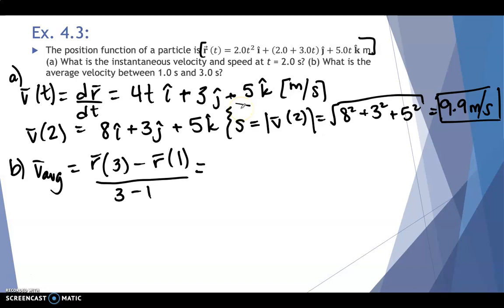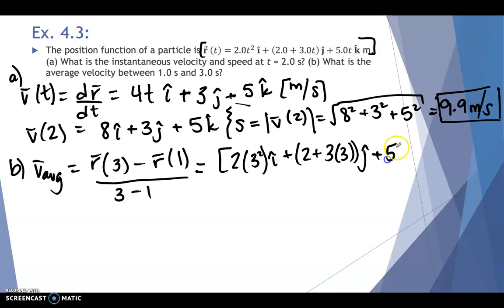So what we'll do is plug in our values. For each t you see, you'll plug in a 3 first. So let me do that. We're going to have 2 times 3 squared i hat plus 2 plus 3 times 3 j hat plus 5 times 3 k hat.